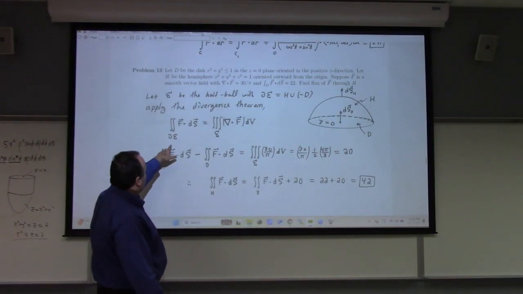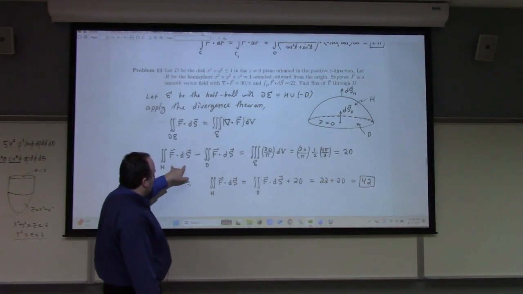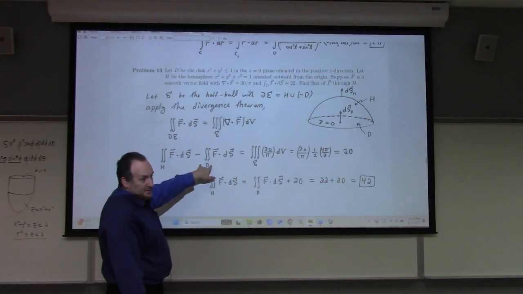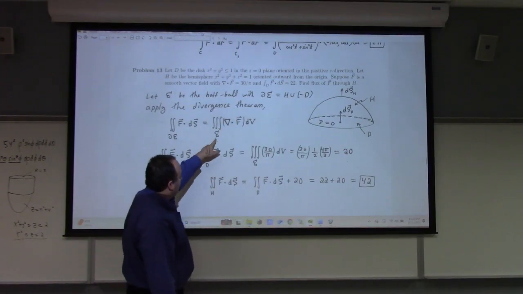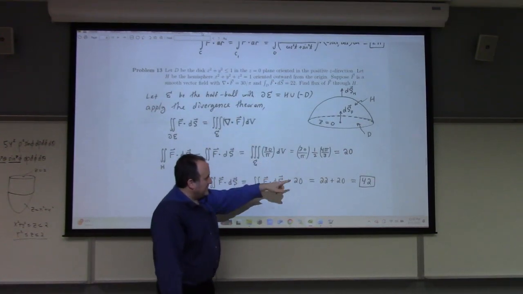So the integral over the boundary of the upper half ball is the hemisphere minus the disk part, because again the disk has the wrong orientation. But that's equal to the integral over the divergence, which is given to be this, which works out to 20.